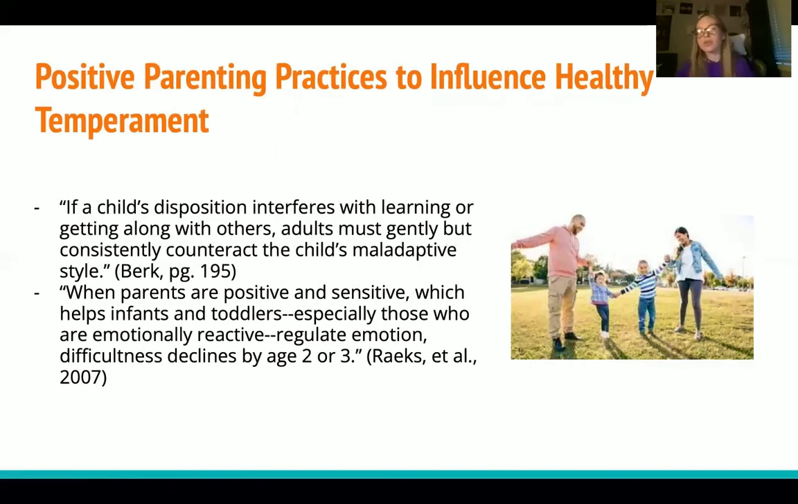There's nothing more confusing than having different types of punishment, or being angry about something one day and then letting it go the next. That just sends the wrong message to the child. And when parents are positive and sensitive, which helps infants and toddlers, especially those who are very emotionally reactive, this regulates emotion and difficultness will decline by the toddler years, so age 2 or 3.